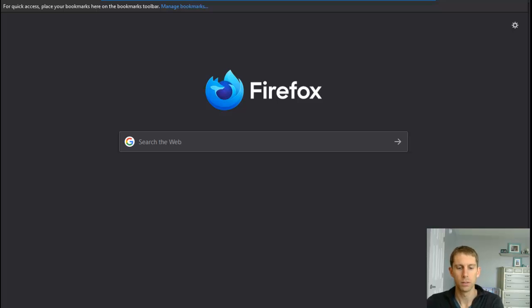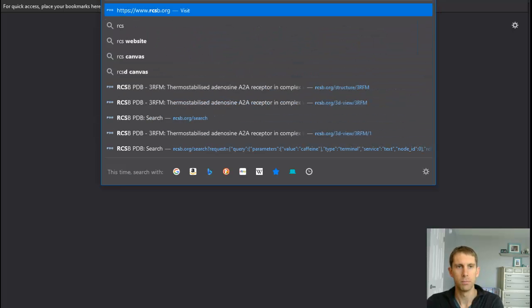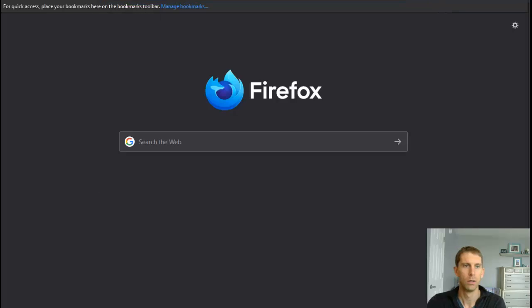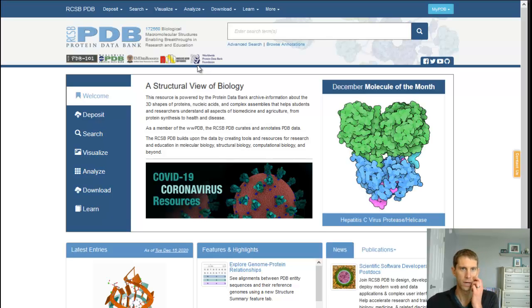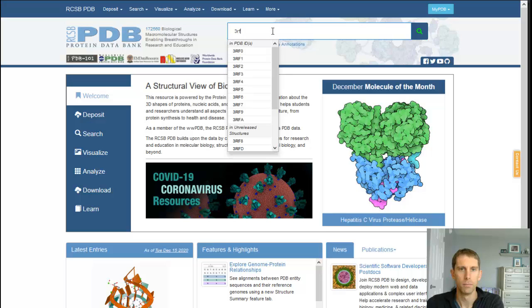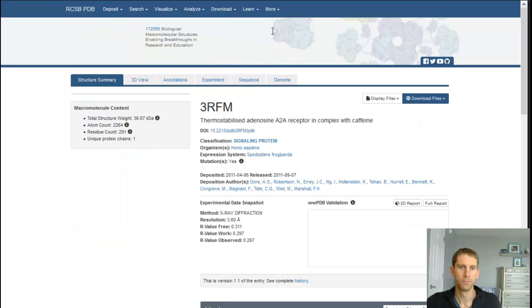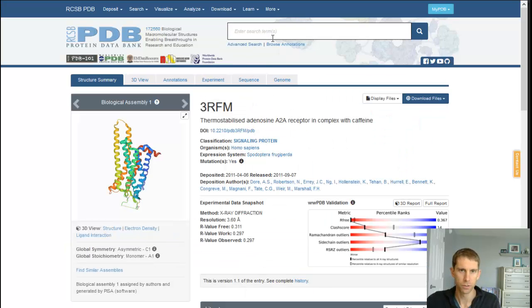So we are going to rcsb.org. I'm typing that in the web browser right now. That takes us right to the Protein Data Bank website. For the search, we're asked to search for caffeine 3-RFM. I'm going to just search for 3-RFM. That should get us right where we need to go. That's the first search result.